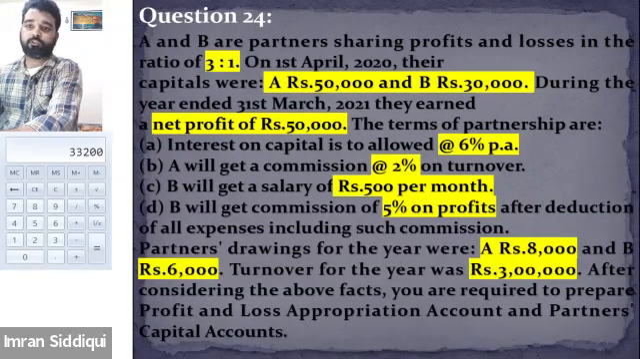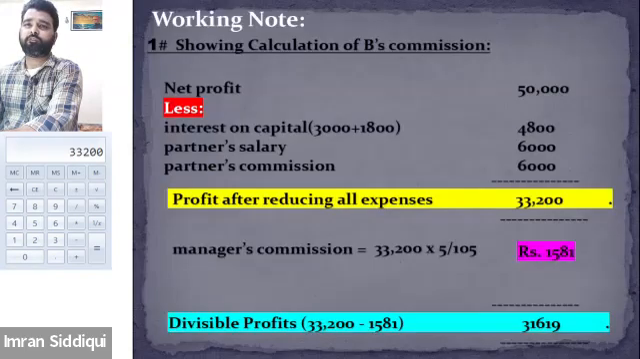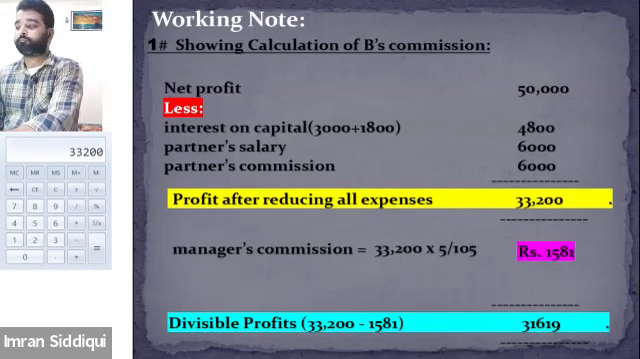Let me show you the working note, how I have calculated commissions. This is how I have calculated manager's commission. Out of net profit, first of all, we will subtract interest on capital, then partner's salary, then partner's commission, and then the remaining amount will be 33,200. And on this amount, we have calculated 5% manager commission like this: 33,200 into 5 by 105. So this is the working note. Please note it down.